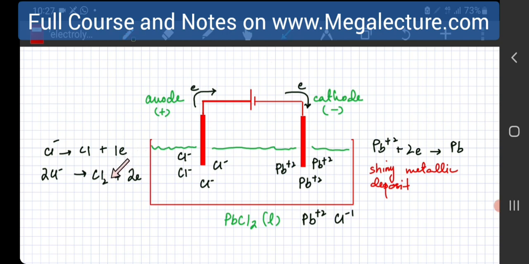And Cl2 gas, what is going to be the observation in this case? Cl2 gas is a greenish yellow gas. So you will notice bubbles of a greenish yellow gas forming at your anode. And that's it. That's your electrolysis of molten lead chloride.